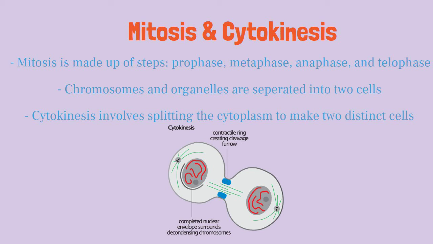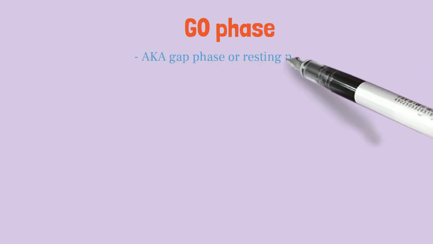In the diagram here, we can see that there are two new cells and cytokinesis is pinching off the cytoplasm. And that is the end of the cell cycle, which approximately takes 24 hours. But there is another phase, also known as the G0 phase. This phase is known as the gap phase or just the resting phase.